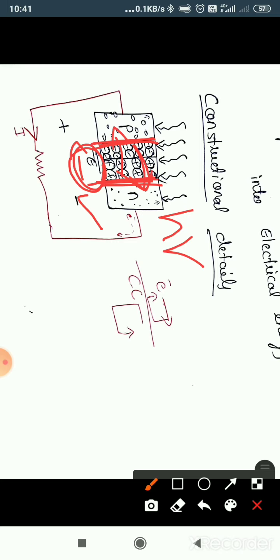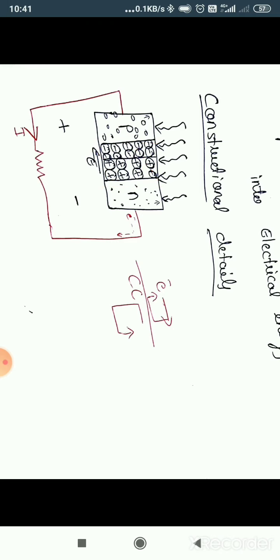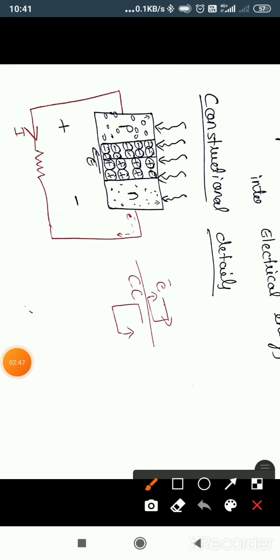Now because of this process, what will happen? The electron concentration will increase in the n region as well as the hole concentration will increase in the p region. Why? Because the electrons and holes are swept back to their original regions. Because of that, the carrier concentration will increase in the respective regions. So as the concentration of electrons and holes increases, what will they do?